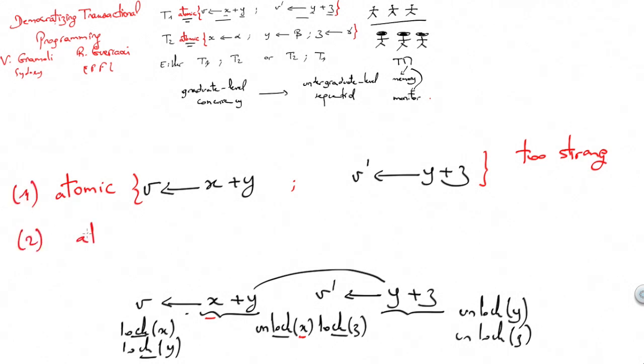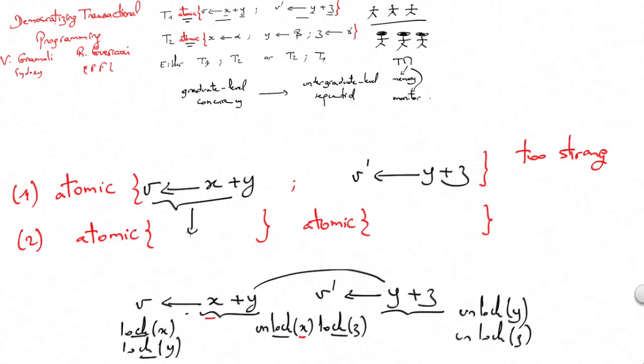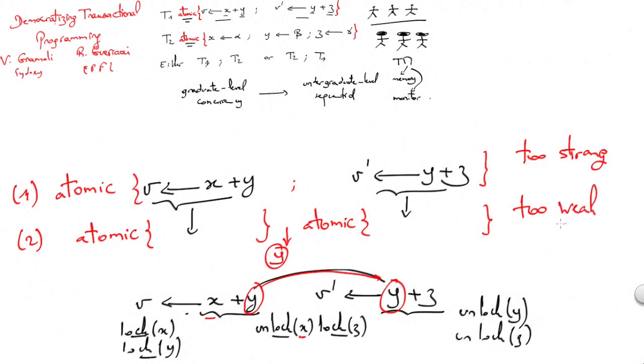Option 2 would consist in doing the following. Atomic here, and then stopping here, and then starting again here, and finishing here. So here we would be executing the assignment of x plus y to v, and here we would be executing the assignment of y plus z to v prime. But again, this is not exactly what we want, because what we want is to be able to say that y remains the same across these two computations. If we close the transaction here and open another one here, nothing prevents another transaction from accessing y. So this would be too weak.